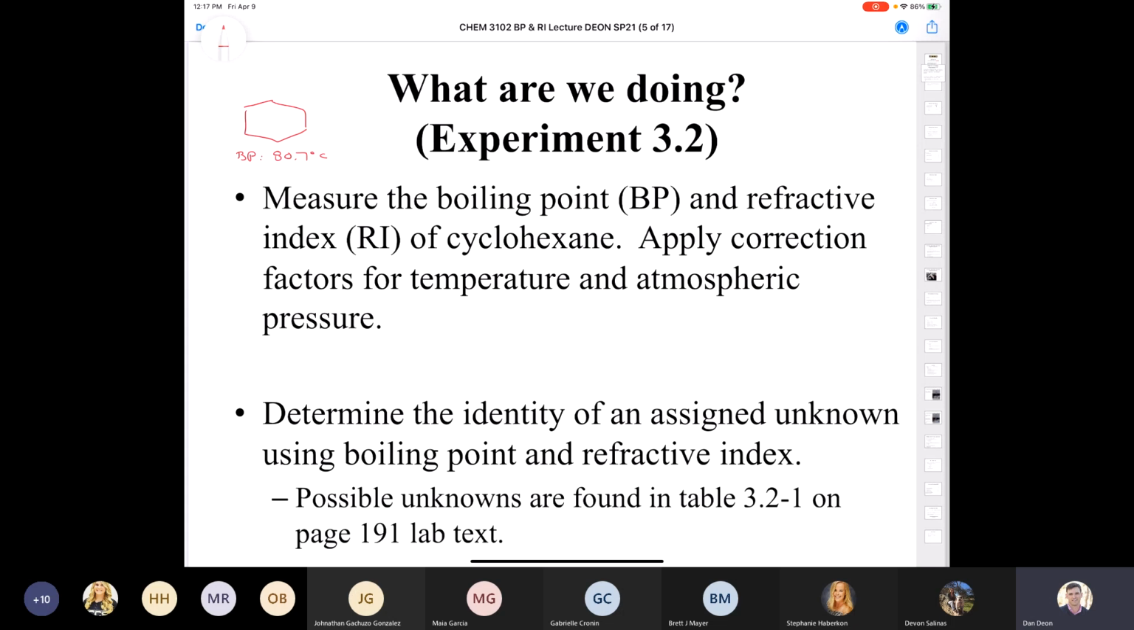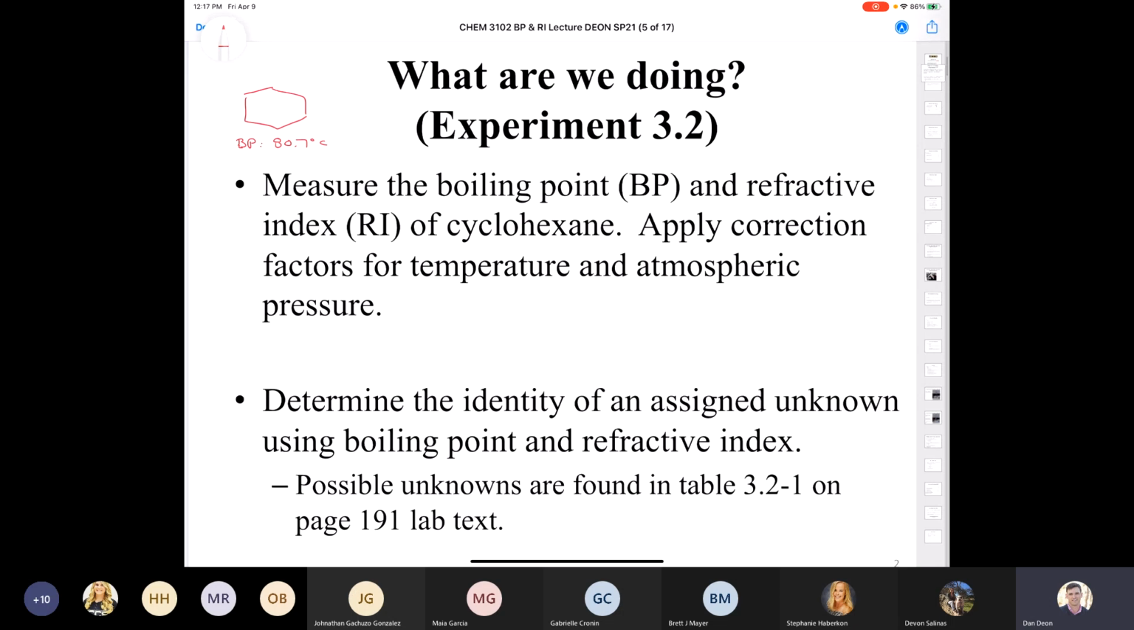But what we're going to do is measure the boiling point in the lab here in Colorado Springs. And our thermometers are not going to read 80.7 degrees Celsius, will they? Because we're at a higher altitude. And so not only are we going to measure the boiling point, but we're going to have to apply a correction factor for temperature. And that is with respect to our thermometer and also for atmospheric pressure, since we're at a higher altitude. Then we're going to measure refractive index, and the refractive index only has to be corrected for temperature. Refractive index is not going to be affected by atmospheric pressure.